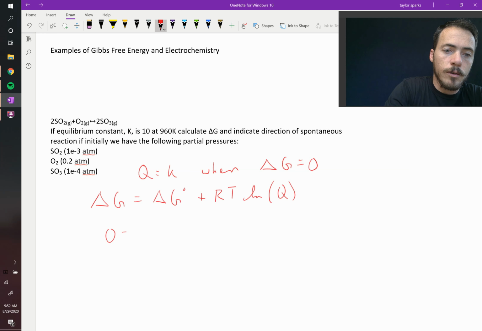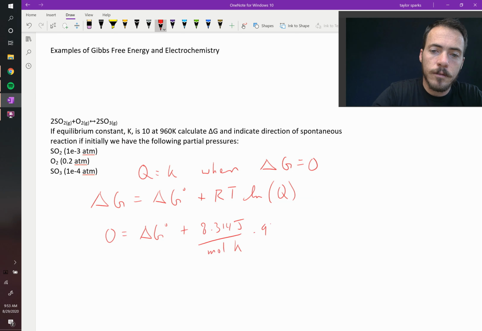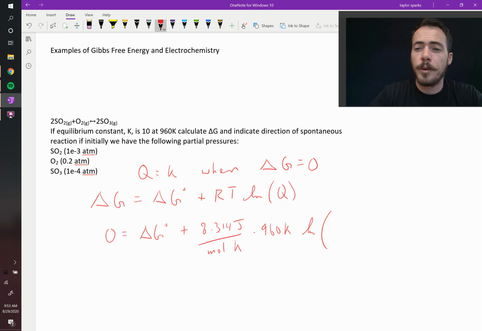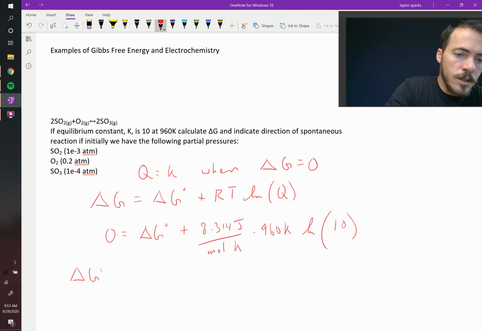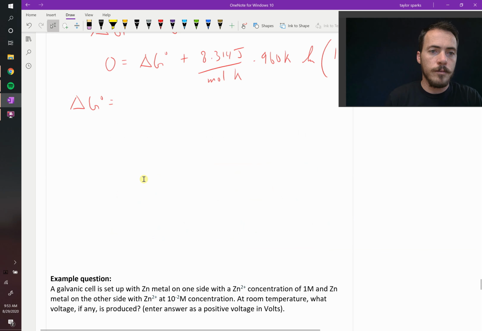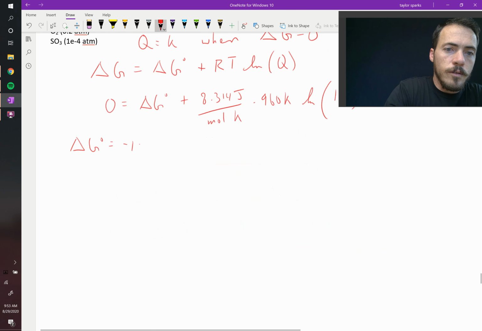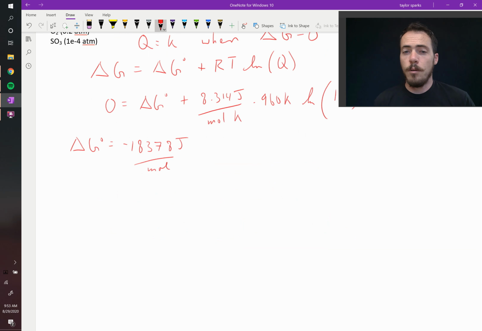So now it's 0 equals delta G naught plus, let's plug in the gas constant, 8.314 joules per mole Kelvin. This is all happening at 960 Kelvin. And then we've got natural log of, we're given the equilibrium constant is 10. So when I plug those things in, we're able to solve for delta G naught, and I get that it's equal to negative 18,378 joules per mole. Okay, that's not what we were asked to solve for, though.